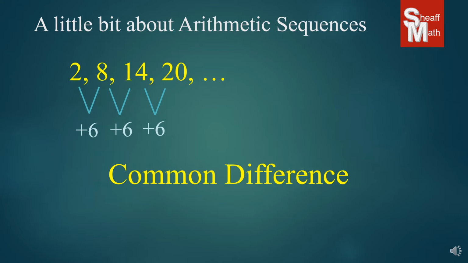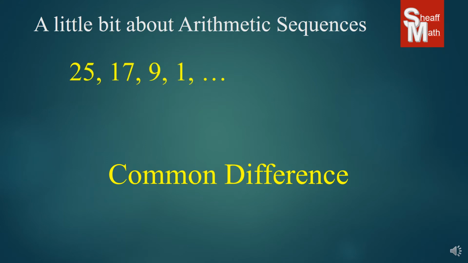Well, if you take any number here in the sequence and subtract the one before it, you will get the number below. 8 minus 2 is 6. 14 minus 8 is 6. And 20 minus 14 is 6. Okay? And so we have our common difference by doing that.